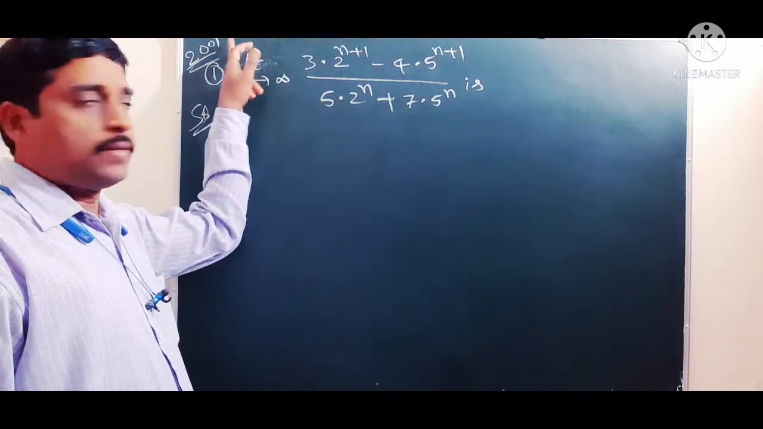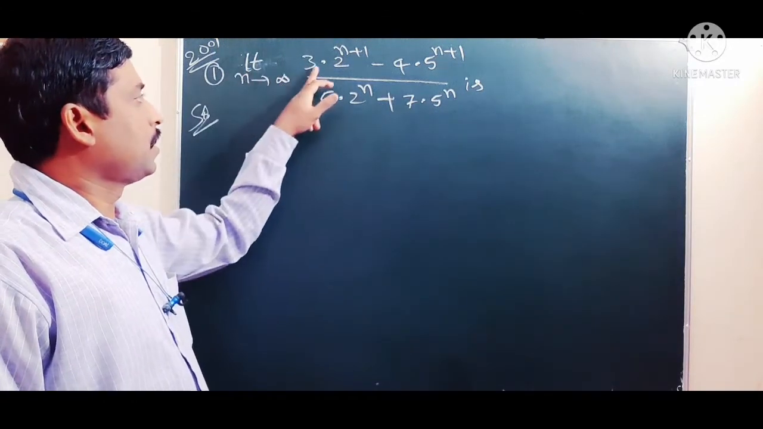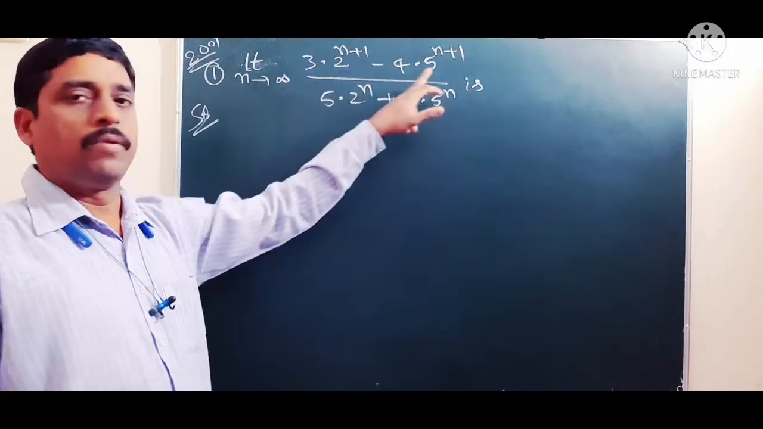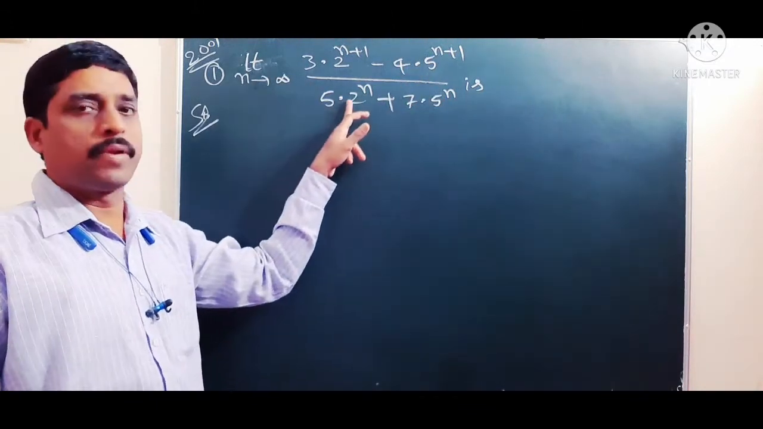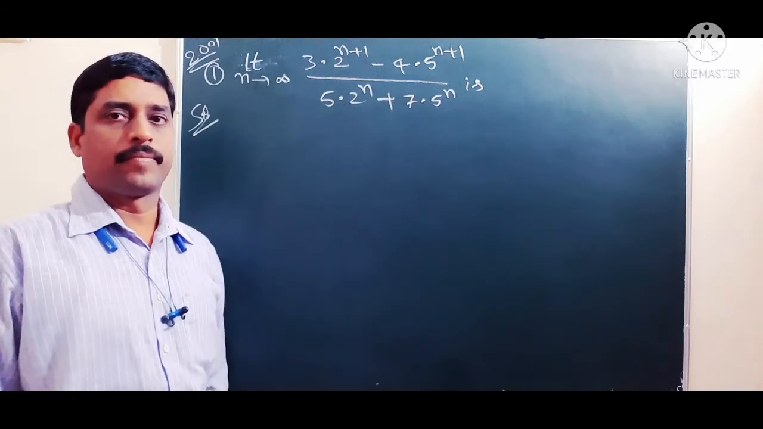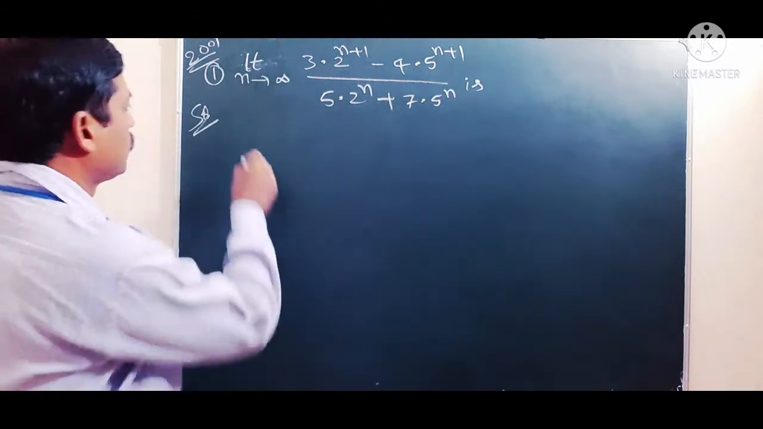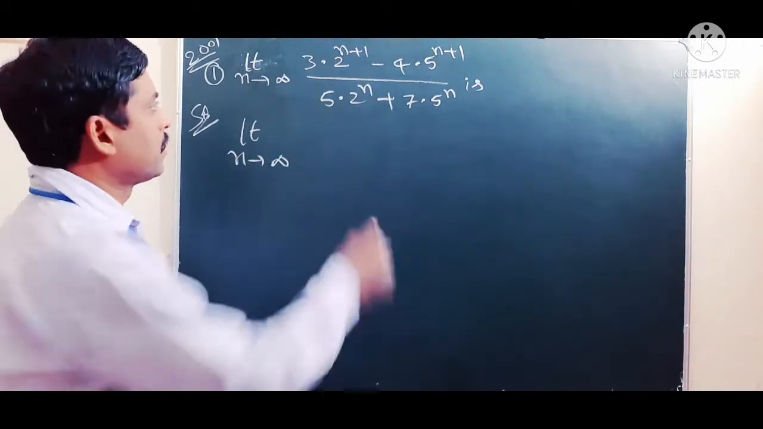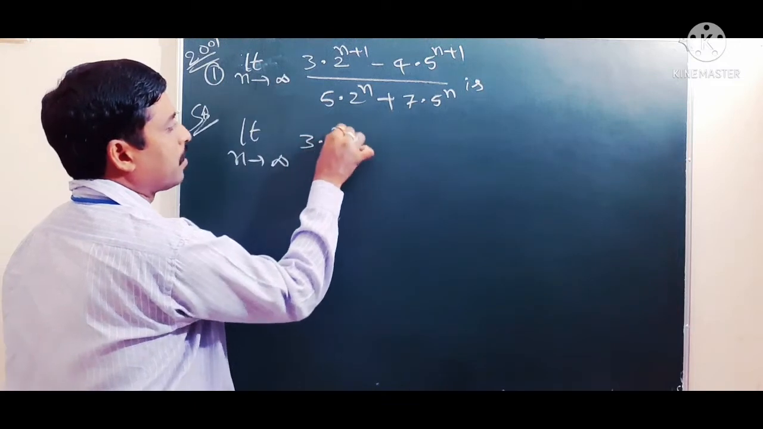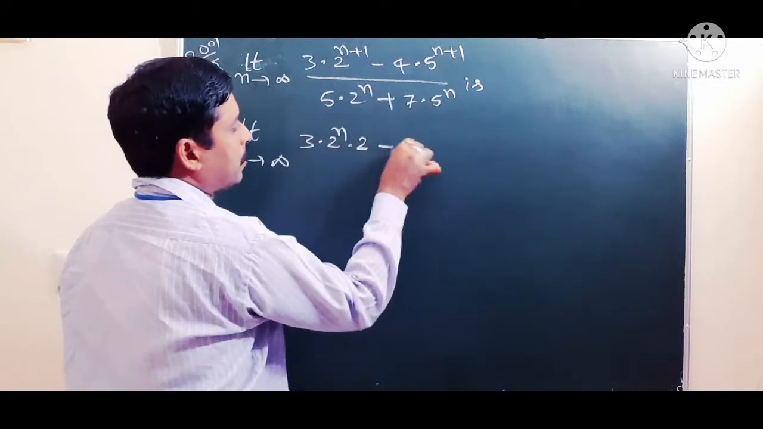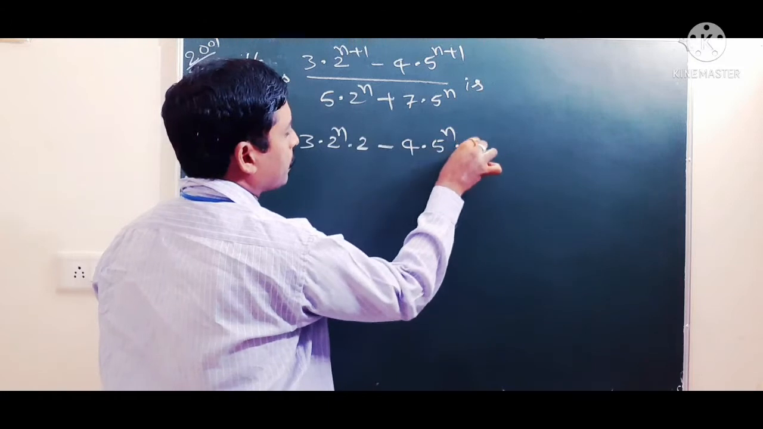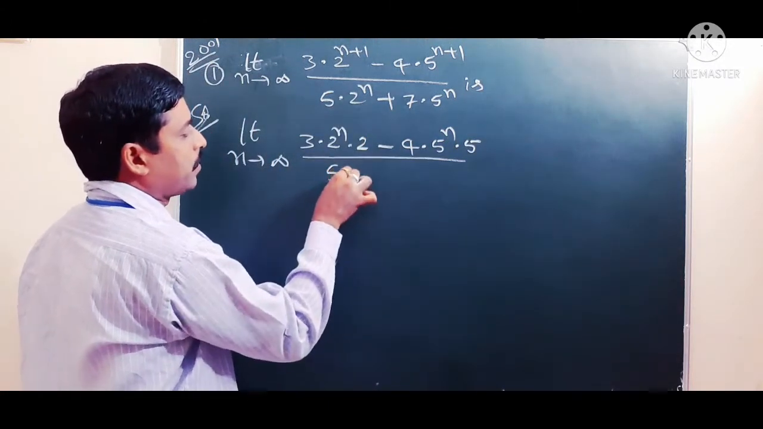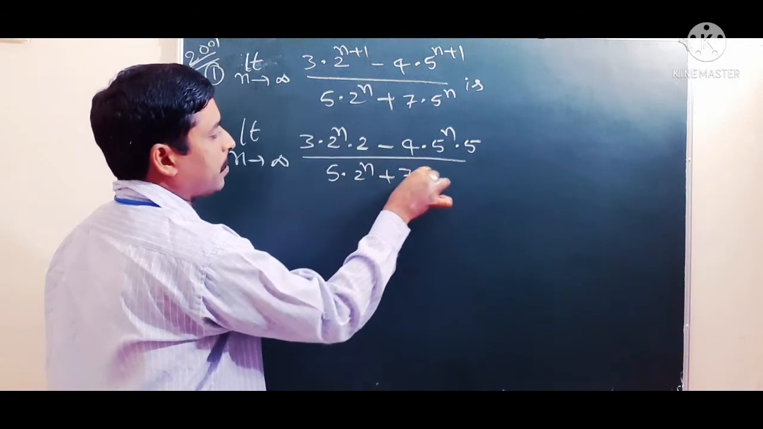This is from 2009. Limit n tends to infinity of 3 into 2 power n plus 1 minus 4 into 5 power n plus 1, this whole divided by 5 into 2 power n plus 7 into 5 power n. Now this can be written as 3 into 2 power n into 2 minus 4 into 5 power n into 5, this whole divided by the denominator written as it is, 5 into 2 power n plus 7 into 5 power n.